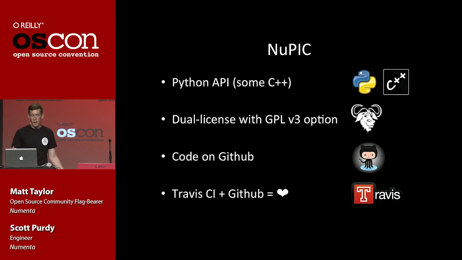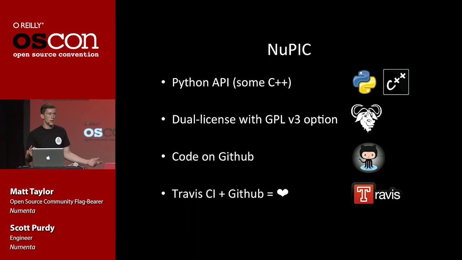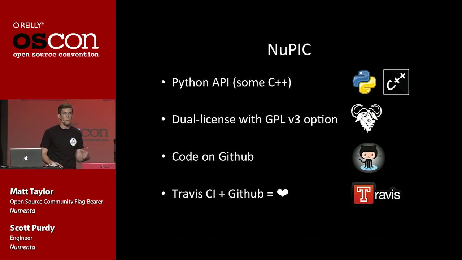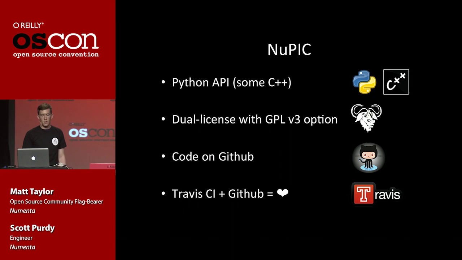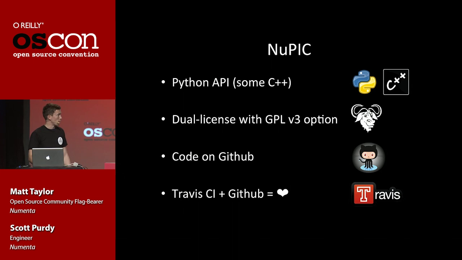And we have Travis CI, which integrates really nicely with GitHub for continuous integration. So when external or internal contributors submit a pull request, it'll automatically validate against our test suite. So that works really, really nicely. And Matt will talk about that a little bit later.